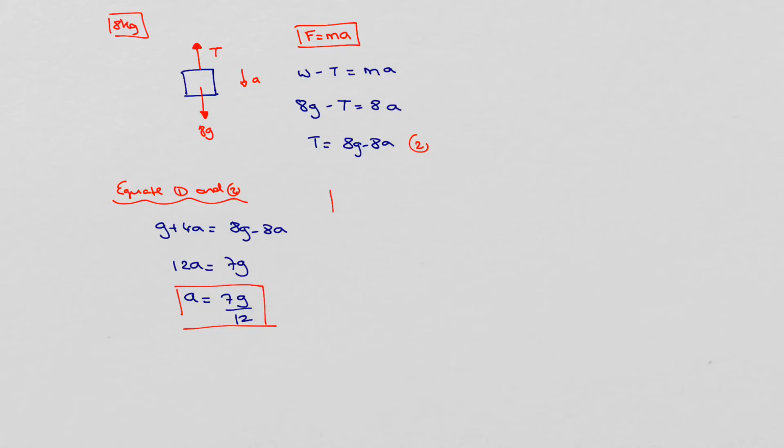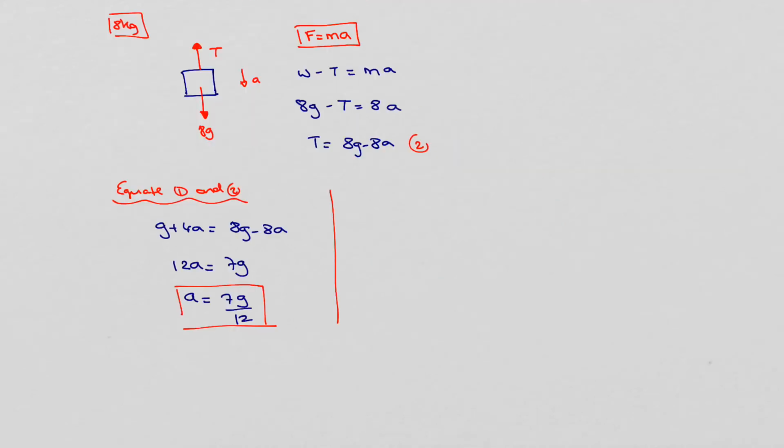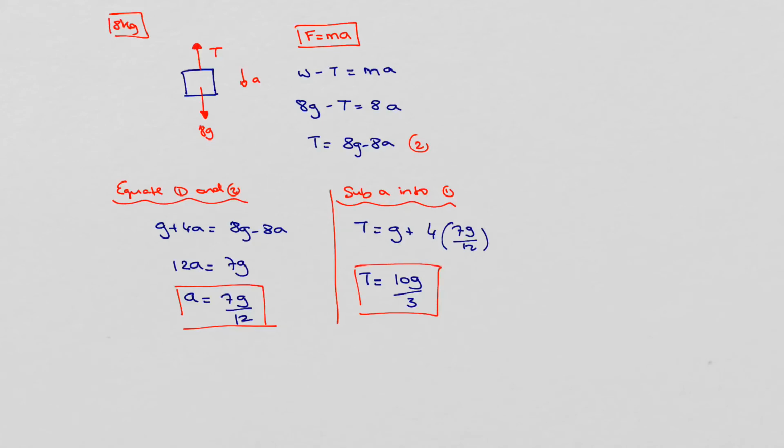And of course then what I'm looking for in the question is the tension. So I only have acceleration here, so I'm going to have to sub a back into either 1 or 2. So I'm going to sub into 1, it doesn't matter which one. And if I sub it back into 1, I have T is equal to g plus 4 times a, which is 7g over 12. And therefore T ends up equal to g plus 28g over 12, which is 10g over 3. Okay.